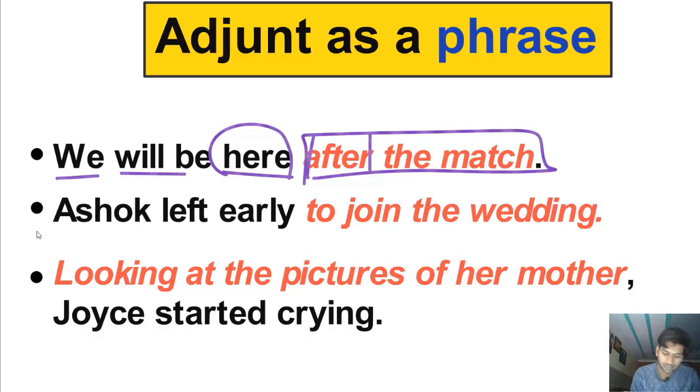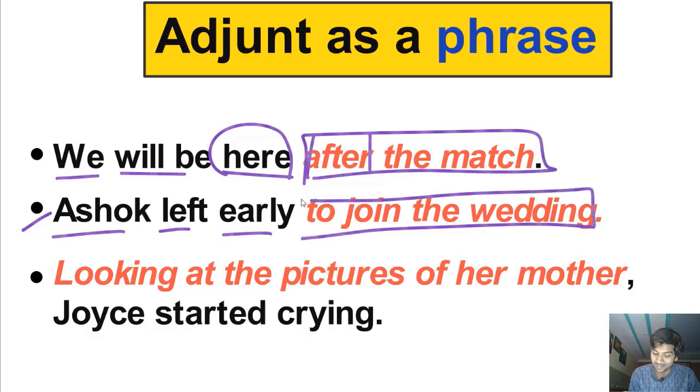Adjunct as a phrase. Second example, Ashok left early. Why did he do that? To join the wedding. So to join the wedding is an infinitive phrase starting with the infinitive to join followed by its object, the wedding. To join what? The wedding. Infinitive phrase working as an adverb talking about the reason for the action.